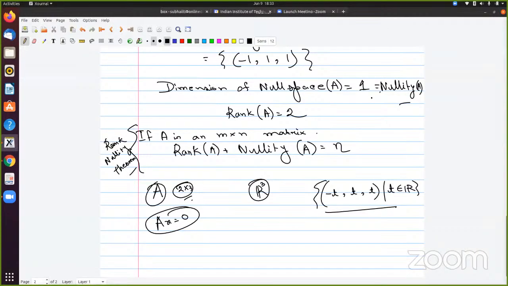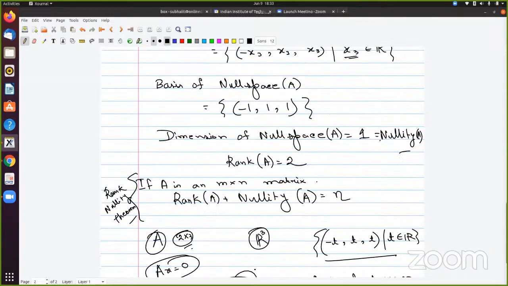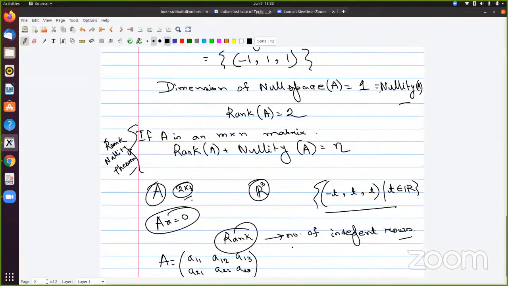And rank is basically something different here. What we have defined, rank means number of independent rows, right? So if we start with a matrix, like we have started, number of non-zero rows. Number of dependent variables, that is different. Independent rows. Independent columns, that is the same thing.